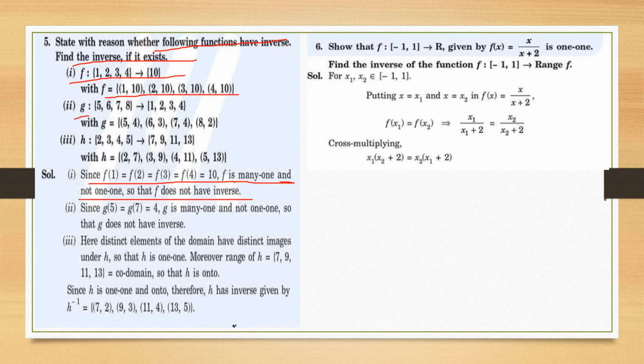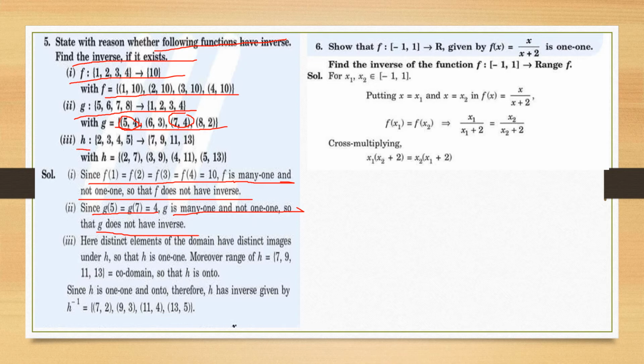Second is G, from 5, 6, 7, 8 to 1, 2, 3, 4. G is defined here as 5 to 4, 6 to 3, 7 to 4, 8 to 2. So observe this, 5 to 4 and 7 to 4. Right? So what is there? That G of 5 and G of 7 is 4. So it is again a many-one function instead of being 1-1. So inverse does not exist.